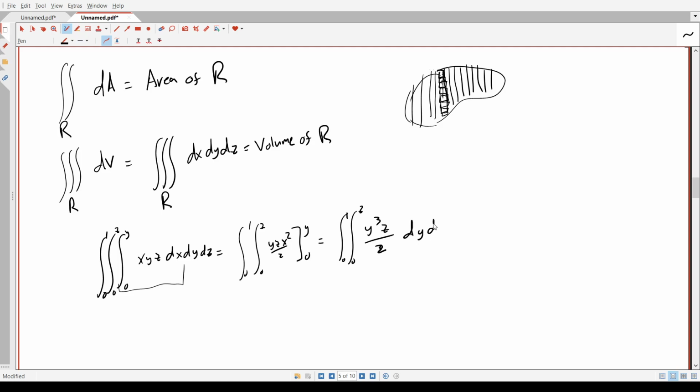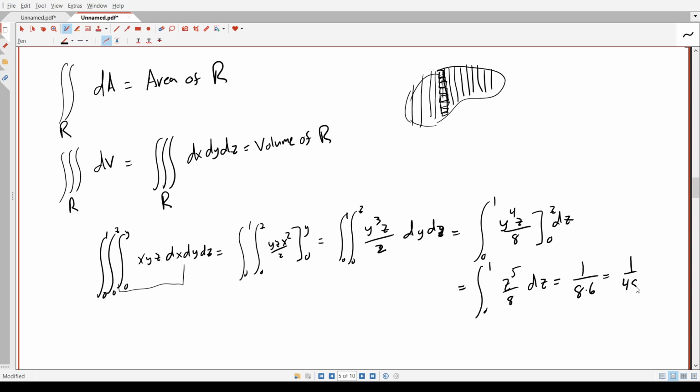Now I integrate this with respect to y and then with respect to z. So I integrate this from 0 to 1. I'm going to integrate that right now. So this is y to the 4 z over 8 from 0 to z. This is the integral from 0 to 1. Plug the z in, and I get z to the 5 over 8. And then finally I integrate this. I get 1 over 8 times 6, which is 1 over 48.